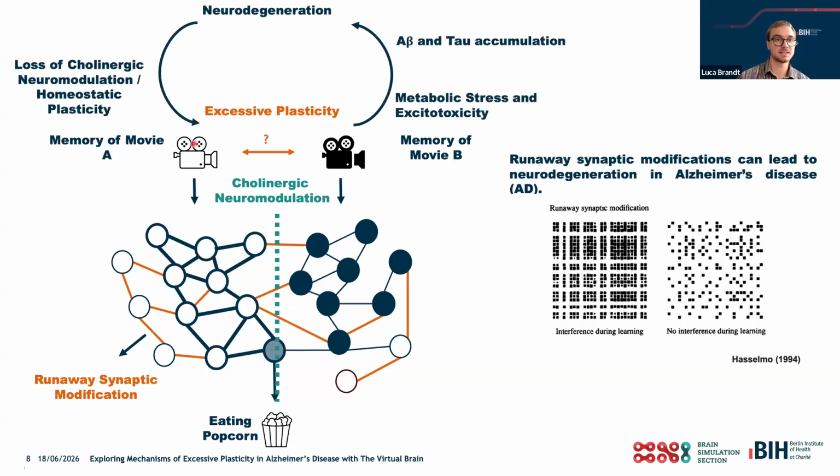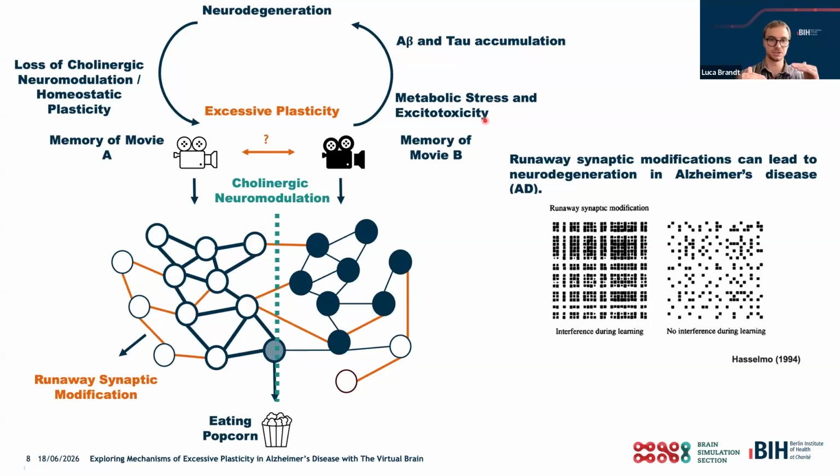Yeah, so what happens in Alzheimer's disease is that there's a loss of cholinergic neuromodulation, which we will focus on today. And this excessive plasticity can also be caused as a result of a lack of homeostatic plasticity mechanisms. So part of the same process, but this is the focus for now. And as you can imagine, this excessive amount of established connections leads to high metabolic stress because first of all, you need the metabolic resources in order to facilitate the strengthening of connections.